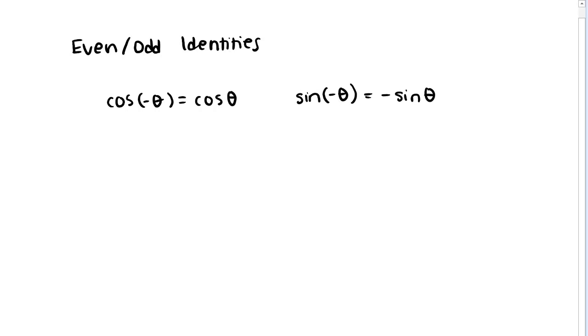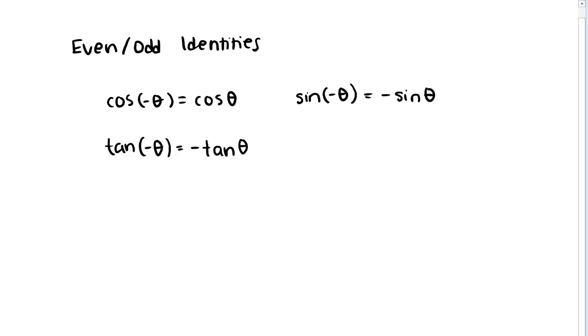So here we say that cosine is an even function, it doesn't care if we negate the input, and sine is an odd function. If we negate the input, it's the same as negating the output. And then tangent: if we negate the input, again it's the same as negating the output, much like the sine function. It's an odd function.